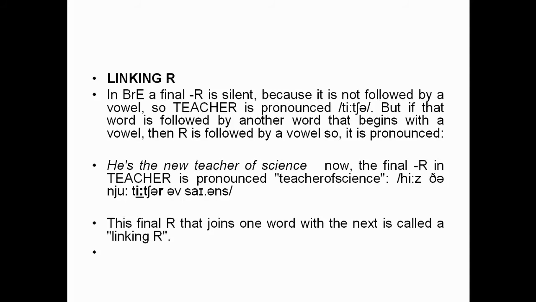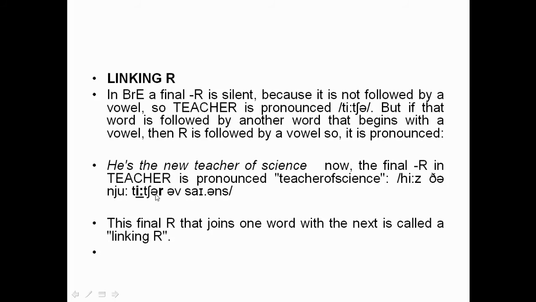So far we have discussed the example of teacher: if the word is just in isolation, we see it, so this is teacher, there is no R sound, fine. But if the word teacher is followed by a word that begins with a vowel sound, then the R will be pronounced. See that teacher of, it is not "teacha of", it is "teachar of". So this is the linking R, because it is linking this word teacher with the next vowel sound, so that is teacher of science. This is how it is transcribed: his, the new teacher of science.